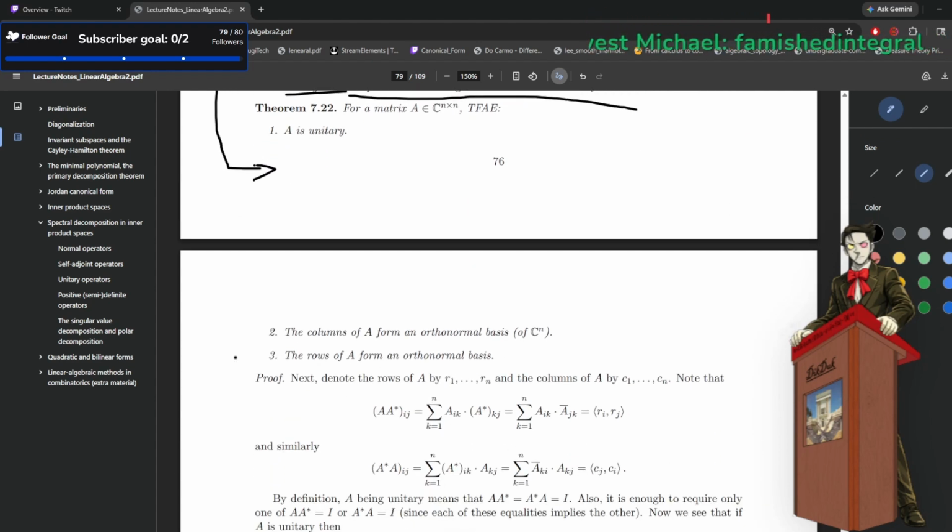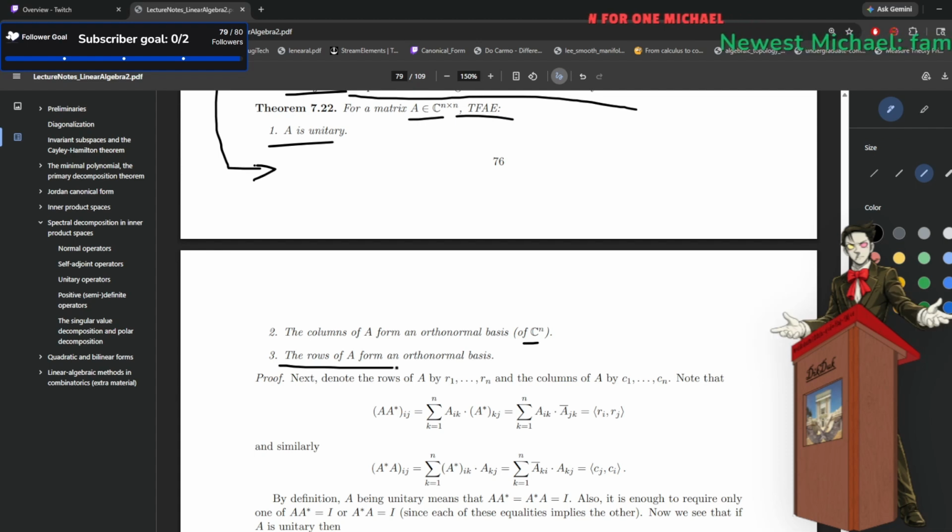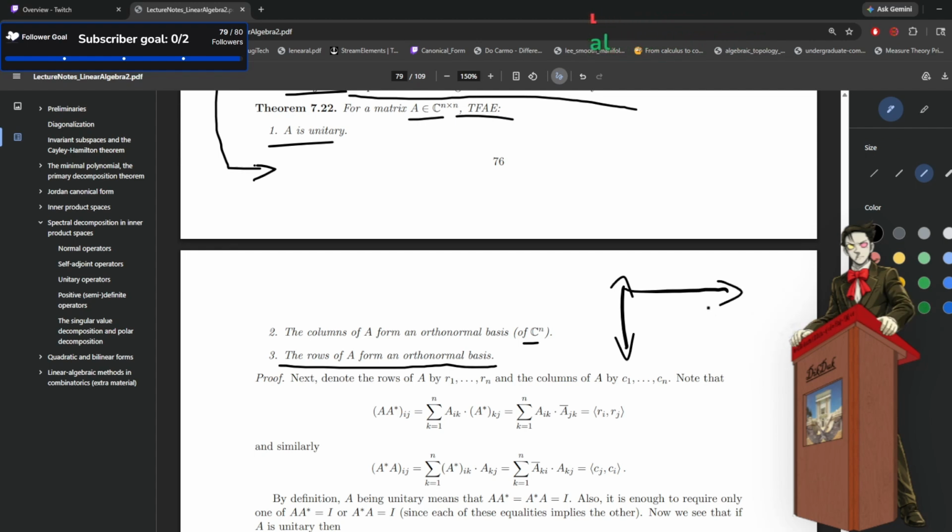Theorem 7.22. For a square complex matrix A, the following are equivalent. A is unitary. The columns of A form an orthonormal basis of C^n. Very convenient. The rows of A form an orthonormal basis. Interesting. So, this is a basis in the complex field, and this is an orthonormal basis. Okay. So both are bases.